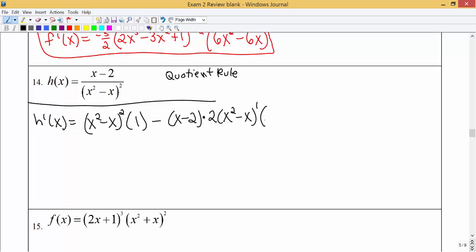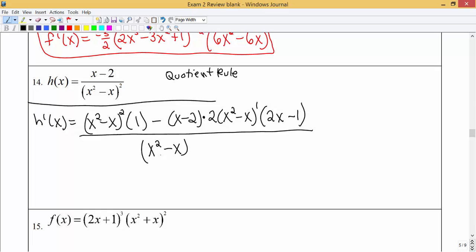So now we're going to multiply by the derivative of the inside function. So the derivative of the inside function would be 2x minus 1. Then we're going to divide all of that by the denominator squared. So we're going to raise this, which is already squared, but then we're going to raise it again to the power of 2.